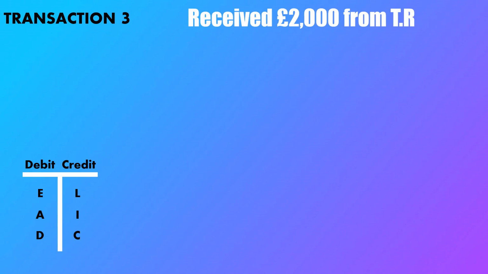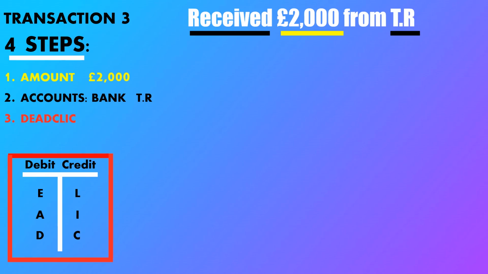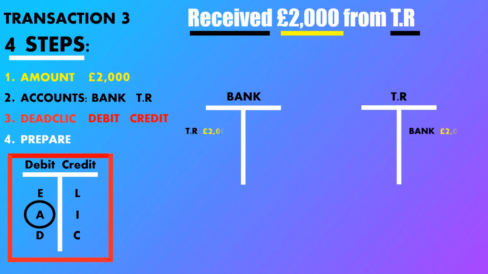Okay, transaction 3 says they received £2,000 from trade receivables. Using the 4 steps, for step 1, it's £2,000. For step 2, it's bank and trade receivables. Here they mention trade receivables, so that's basically a clue. And since they received £2,000, it relates to bank. For step 3, bank will be debited as it is an asset as they are receiving funds, which leaves us to credit trade receivables as they are paying to reduce the amount owed to the business. And step 4 is to prepare the T account. So we debit £2,000 in the bank account and credit £2,000 in the trade receivables account.